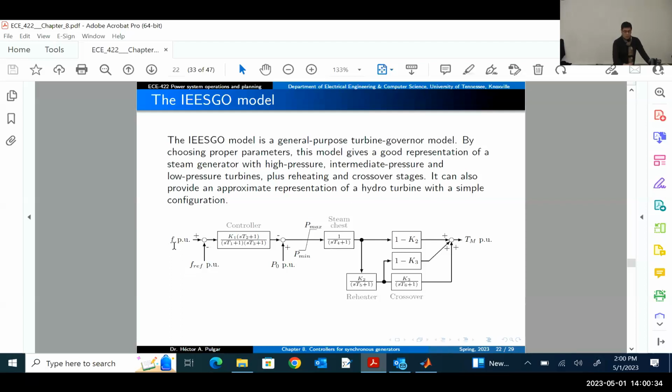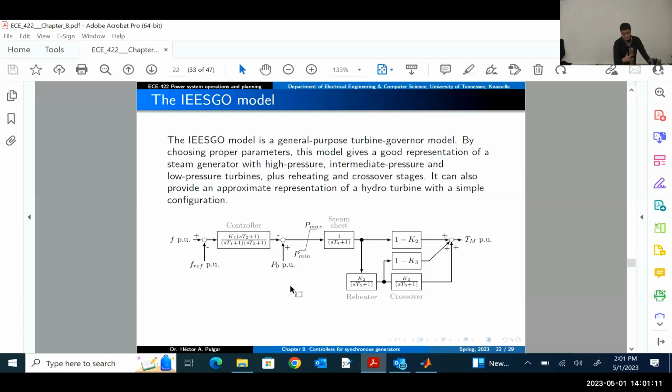And here we need to measure what is the frequency. If this is connected to a generator, we need to measure what is the frequency of that generator. So if there is any deviation of that frequency with respect to the reference, then we will have here an input that is different than 0. Otherwise, the input will be 0, and the only input that you will have here in the steam chest and going out is going to be given by P0, which is basically the set point for that generator, the power set point you might have.